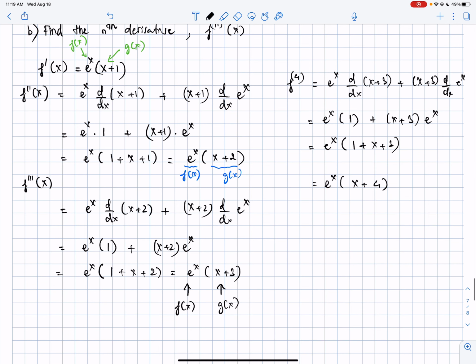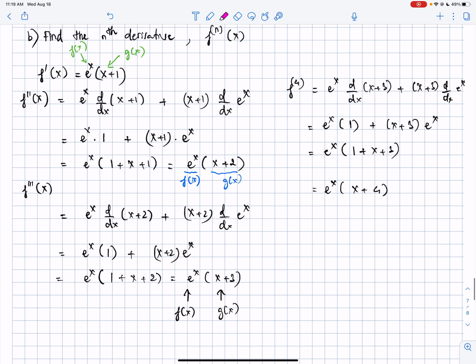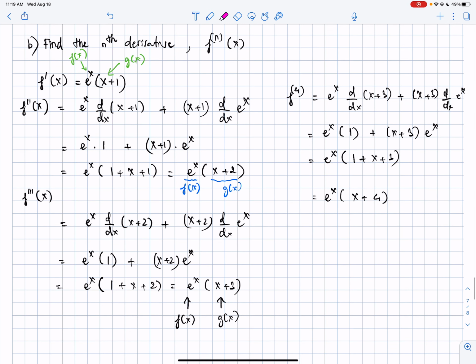Okay, so now let's go back and pay attention to the answers. For the first derivative, you have e to the x. For the fourth derivative, you have e to the x. The second and the third, you have e to the x, multiplied by the parentheses. For the first it is x plus 1, for the second it is x plus 2, for the third it is x plus 3, and for the fourth it is x plus 4.